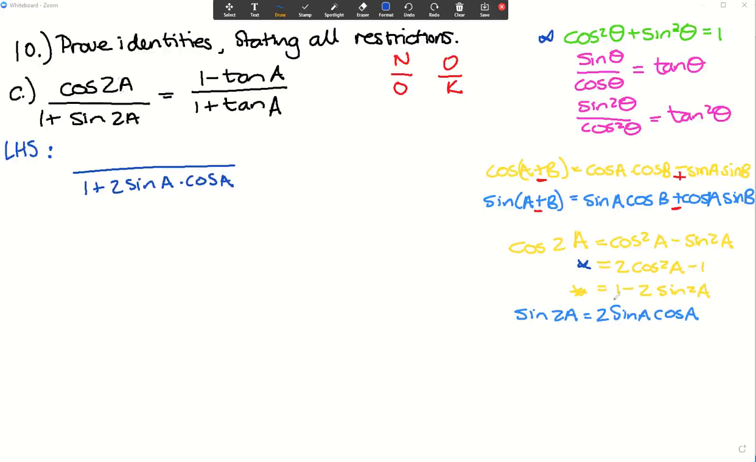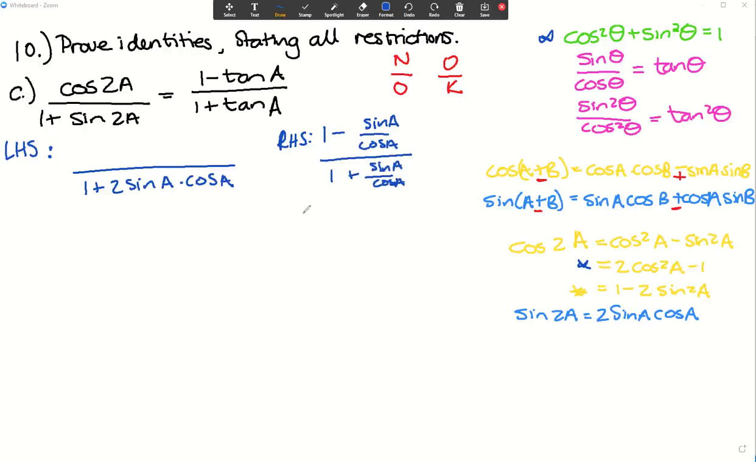And I could guess, and I could take a couple of guesses, but I think what I'm going to do is try to simplify the right-hand side a little bit to see if I can get a hint on which ratio I need to use at the top to simplify. Okay, so if we take our right-hand side, we've got 1 minus tan A, which is the same as 1 minus sine A over cos A, all divided by 1 plus sine A over cos A.